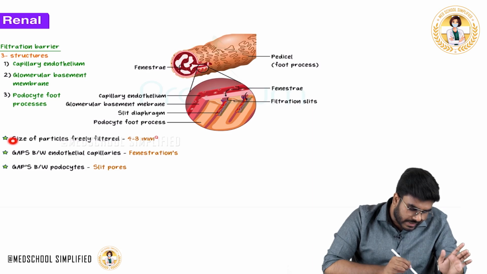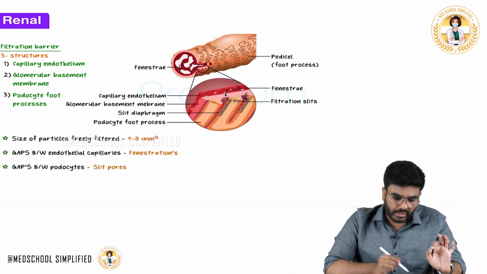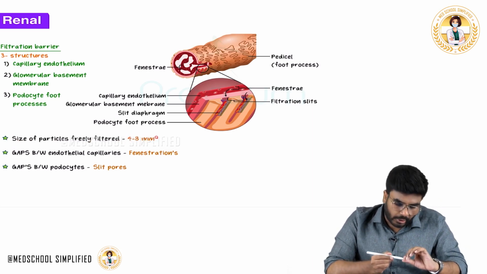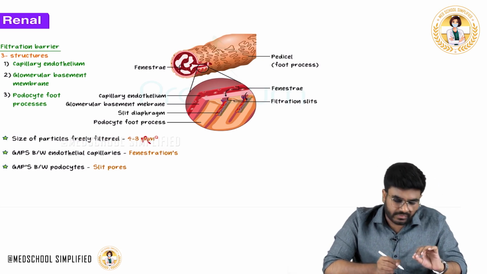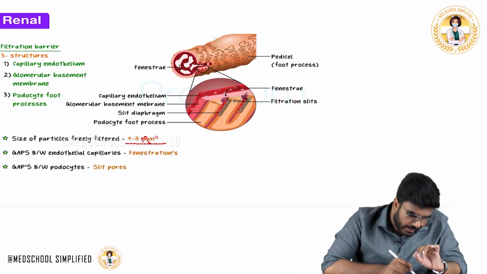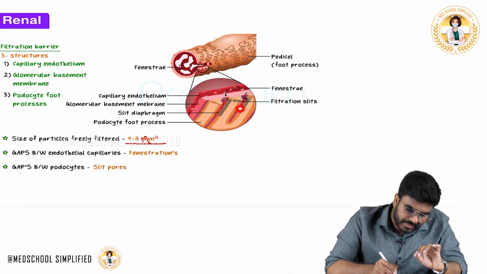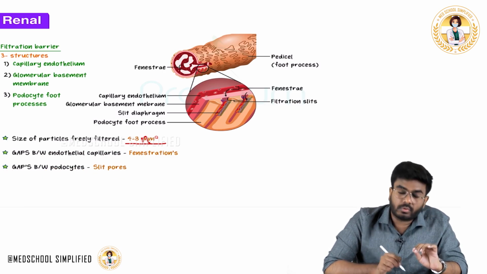The size of particles which are freely filtered is usually 4 to 8 nanometers. And what are the gaps called? The gaps between the endothelial cells of the capillaries are called fenestrations, and the gaps between the podocytes are called slit pores.